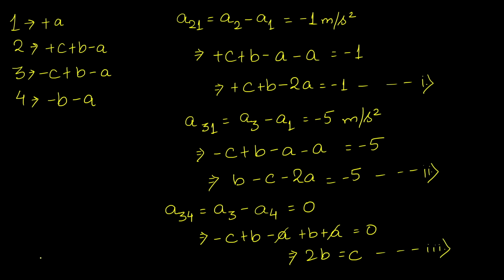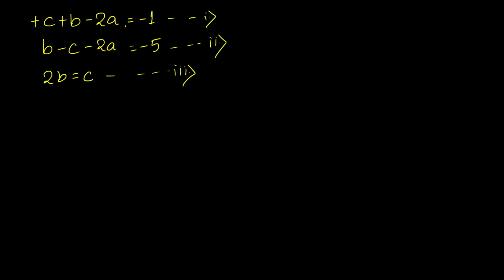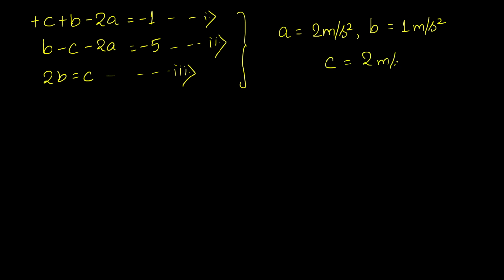So let me write these three equations. Now we have these three equations, and upon solving them, because we have three unknowns and three equations, we can easily get the values of a, b and c. So on solving, a will be 2 meters per second square, b will be 1 meter per second square, and c will be 2 meters per second square.